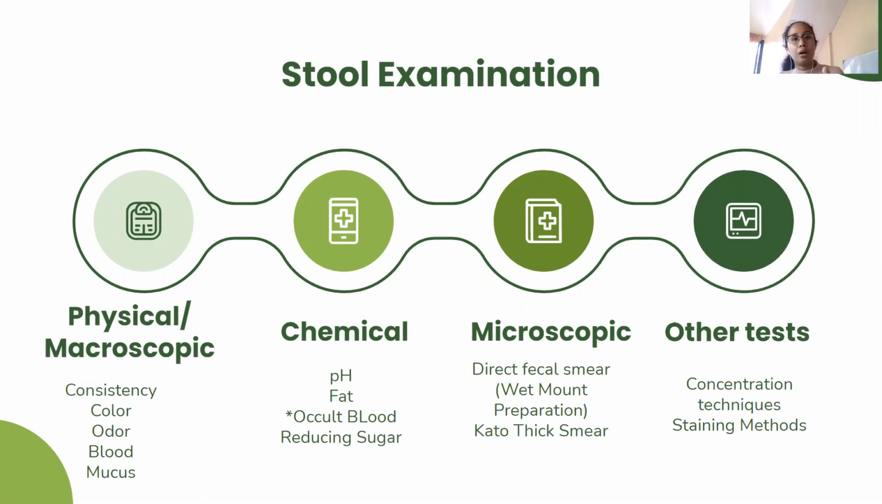We also have chemical tests. The common chemical test that we do in the Philippines is occult blood. Occult means hidden. So some people have occult blood, meaning blood that is not seen by the naked eye. So it's hidden, hindi siya ganun karami eh. We could detect it chemically.